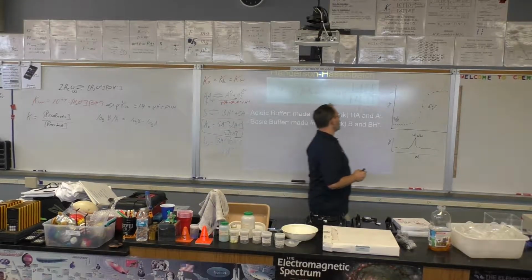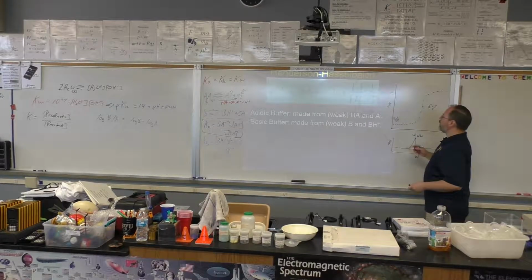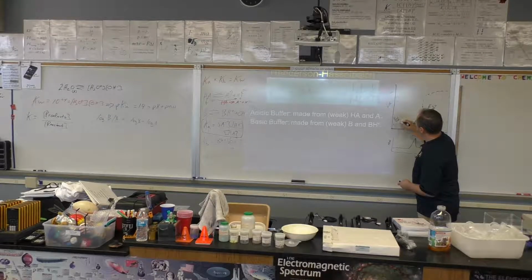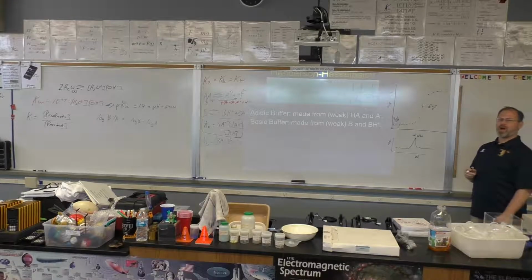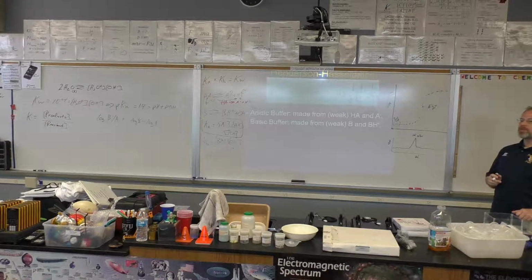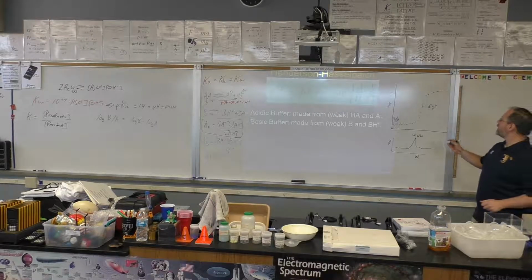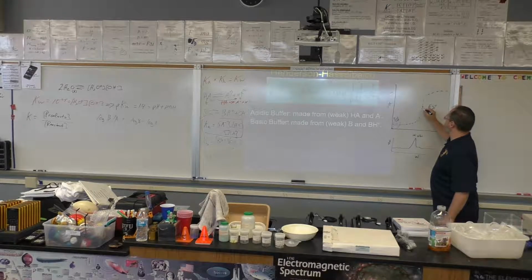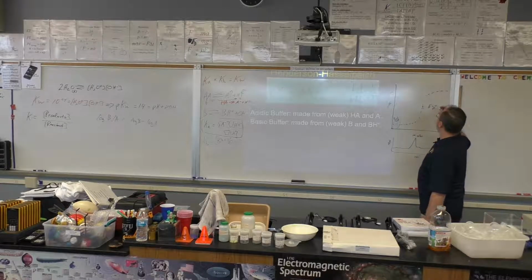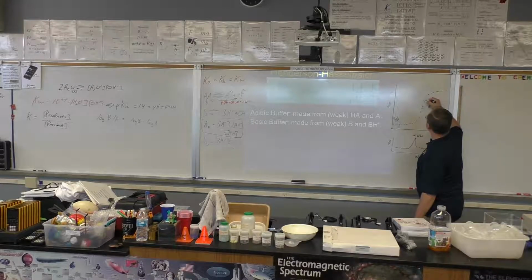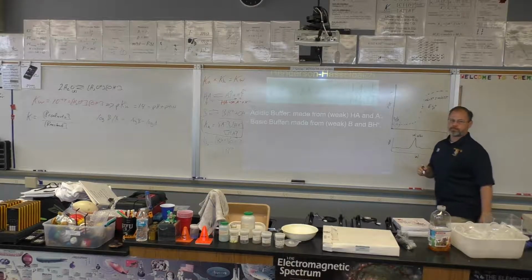So, over here, we got a whole bunch of HA. There's a whole bunch of HA, and not much of anything else. Okay? And here, we have something really interesting that's happened. Right at that point, we have an equivalence point: the moles of H plus is equal to the moles of OH minus that we've added.